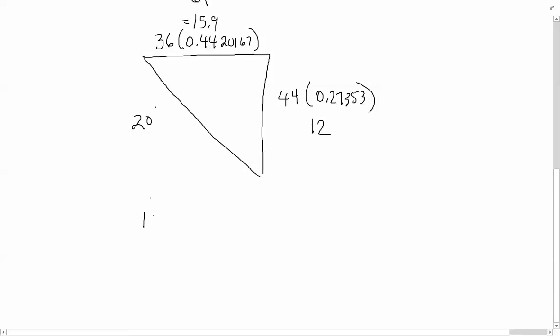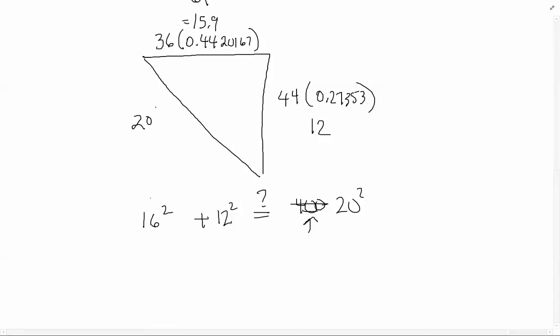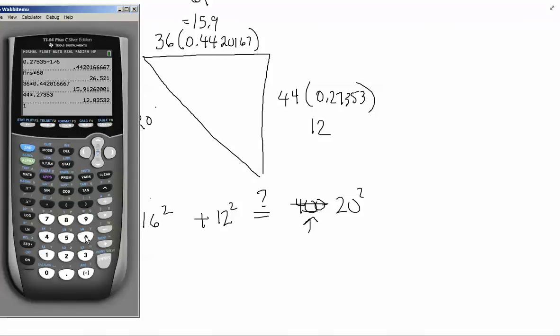So if I have 16 squared, I'm just rounding that, plus 12 squared, does that equal 400? Well, 20 squared, or 400. Let's see. So I take 16 squared plus 12 squared, and that's 400 exactly. And so we can see that that time is correct.